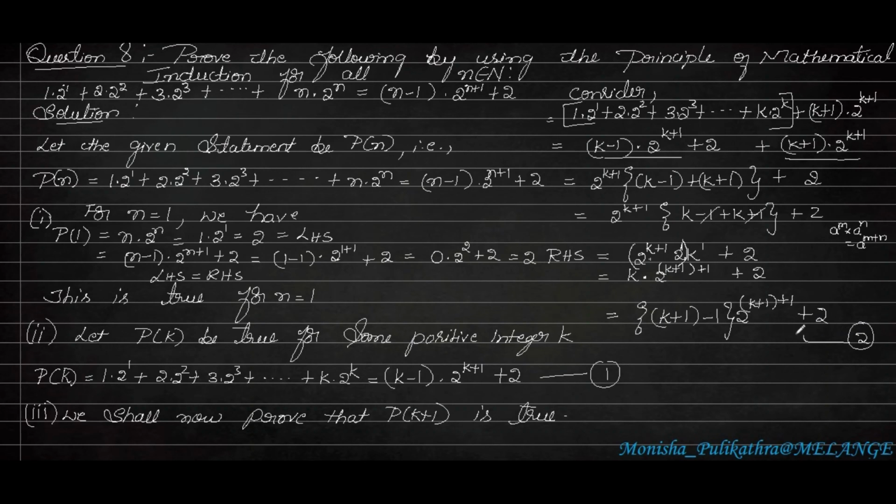Okay. So now if we compare equation 1 and 2, so compare it. So k minus 1 is there. So instead of this k, we have taken k plus 1. So k plus 1 minus 1, 2 to the power of k. In place of k, we have taken k plus 1 and plus 2. Both are almost same. So thus we can write it as p of k plus 1 is true whenever p of k is true.